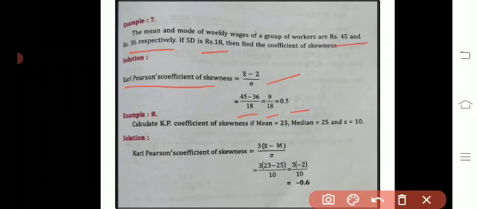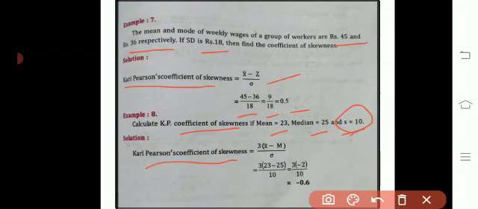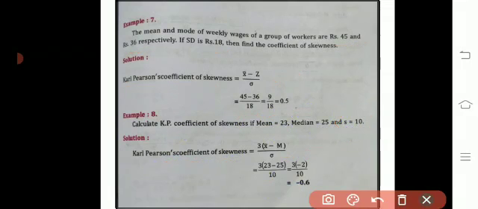Then one more question. Calculate Karl Pearson's coefficient of skewness if mean is 23, median is 25, and sigma is 10. Sorry, here sigma is nothing but standard deviation. Now Karl Pearson's coefficient of skewness formula is 3 into mean minus median upon sigma. Then 3 into 23 minus 25 upon 10, that is 3 into minus 2 divided by 10. After simplification you will get minus 0.6.